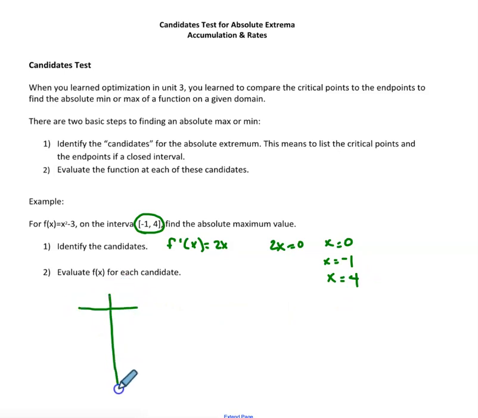And I strongly recommend that you create a table of values. So you're going to have the candidates listed, and I'll put them in numerical order, -1, 0, and 4. And then you're going to evaluate the function at each one. So -1 plugging into f of x gives us 1 minus 3, or -2. Plugging in 0 to f of x gives us -3. And plugging in 4 gives us 13. Since our job was to find the absolute maximum value, it is 13. It happens to occur at x equals 4, but remember the absolute max or the absolute min is a y value. This table is your justification or support for finding your absolute maximum. So as the problems get more complex, this table of values will support your work and keep your work organized.